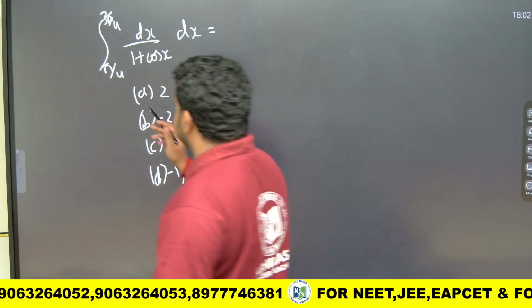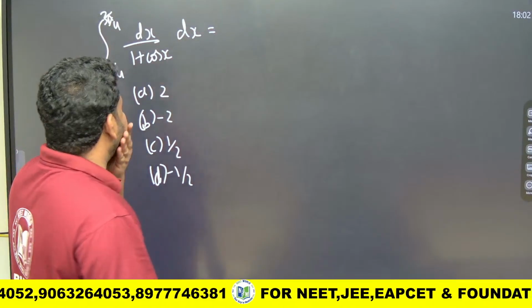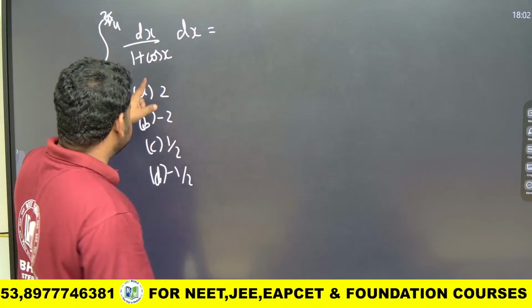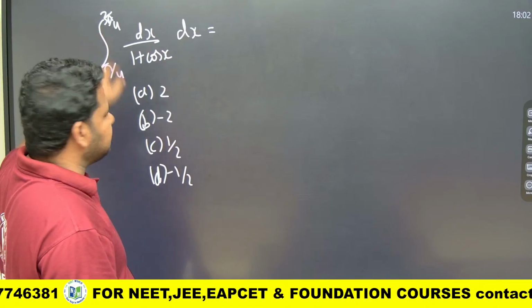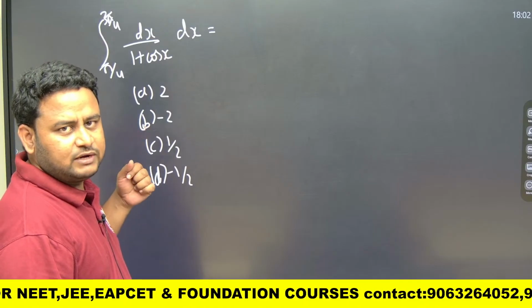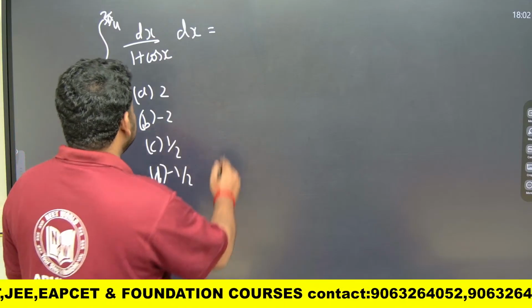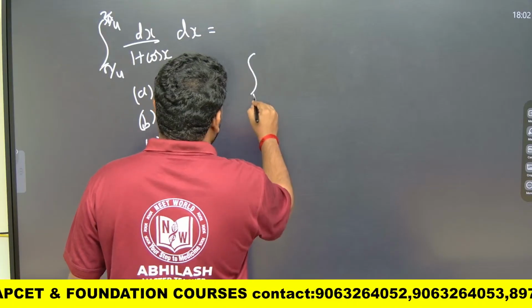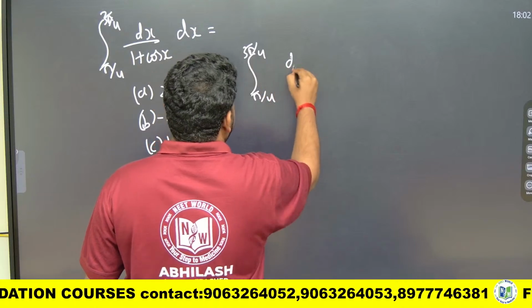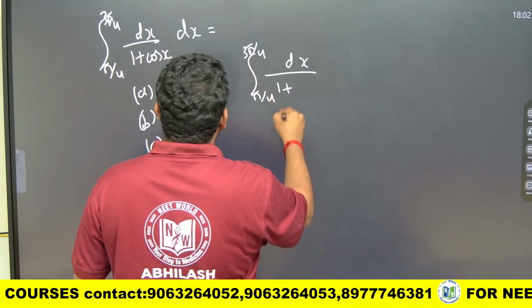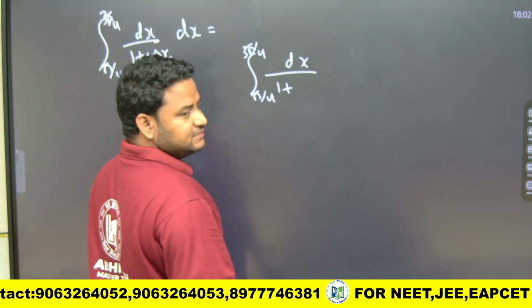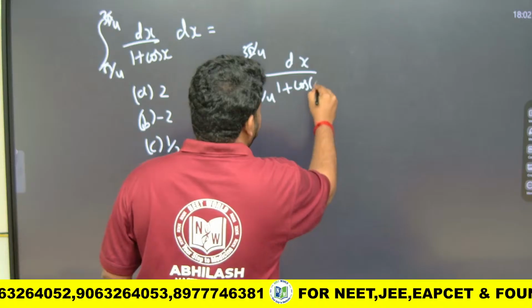Now, we have integral pi by 4 to 3 pi by 4, dx by 1 plus cos x. So what I can do here is, see, pi by 4 plus 3 pi by 4 is nothing but equal to 180, that is pi. So I can write this as integral from pi by 4 to 3 pi by 4 of dx by 1 plus cos of pi minus x.